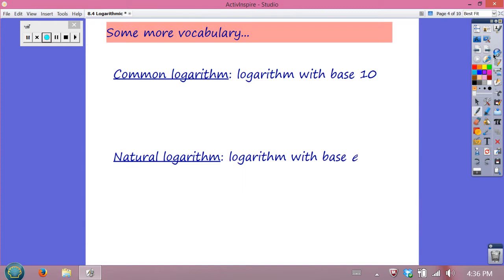Moving on. A couple of vocab words here. Common logarithm is a logarithm with base 10. If you see something that looks like log of x, that is the same thing as saying log base 10 of x. That's what the common logarithm says. If there's no base written, that's because it's base 10. And that you'll find on your calculator if you see a little log button. That's if you calculate log base 10. So don't freak out if you don't see a base here. That's just saying log base 10.